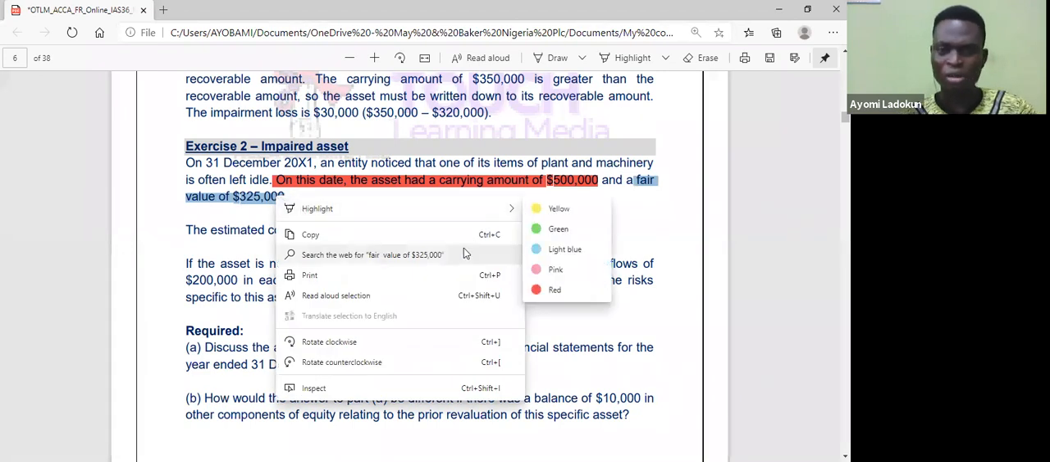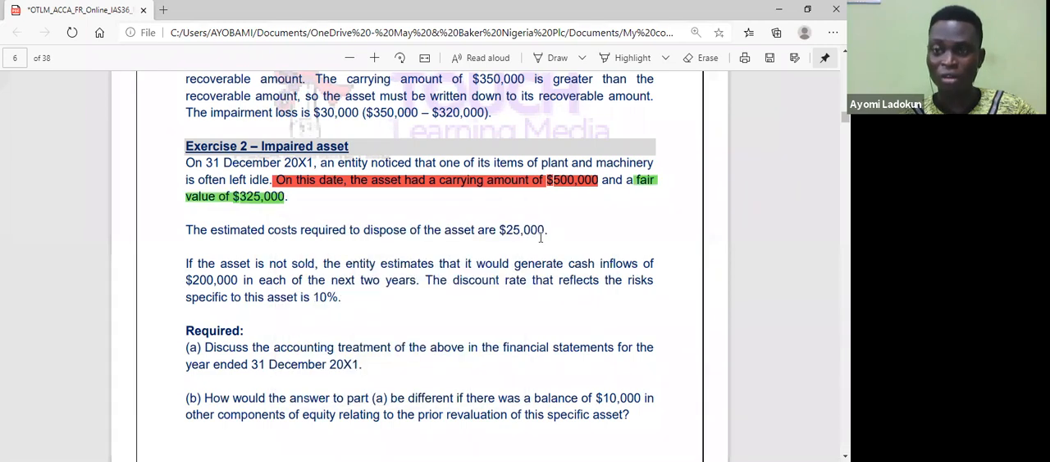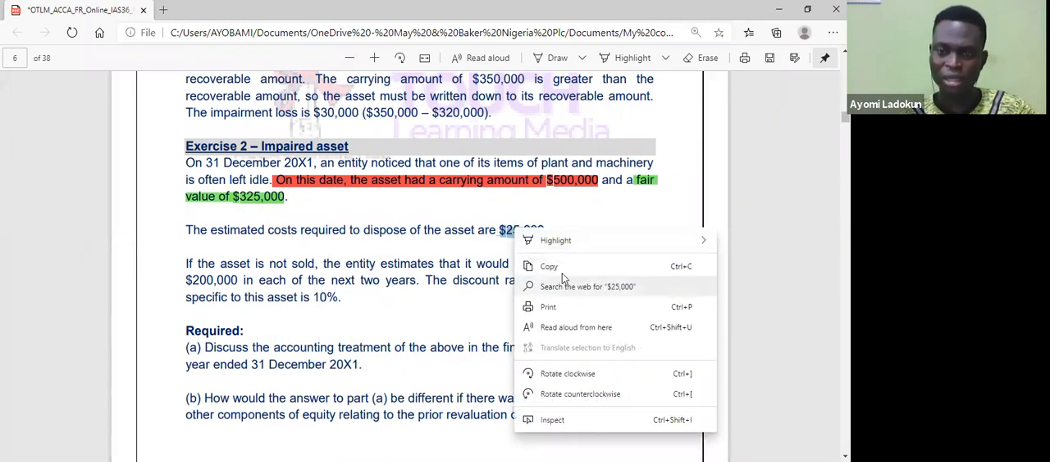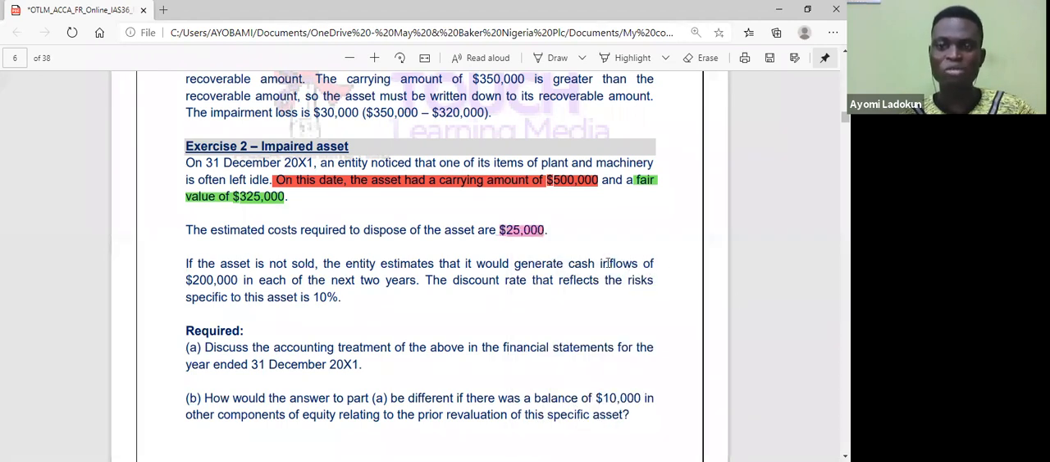That's one of the components of the recoverable amount. Then it gives me cost to sell. Brilliant. Since it has given me cost to sell, I can easily remove 25 from 325 so that I have my net selling price. Then I go again. It says if the asset is not sold, what is that? Value in use. Do I expect the examiner to say this is the value in use? No way. Don't ever expect him to say that.